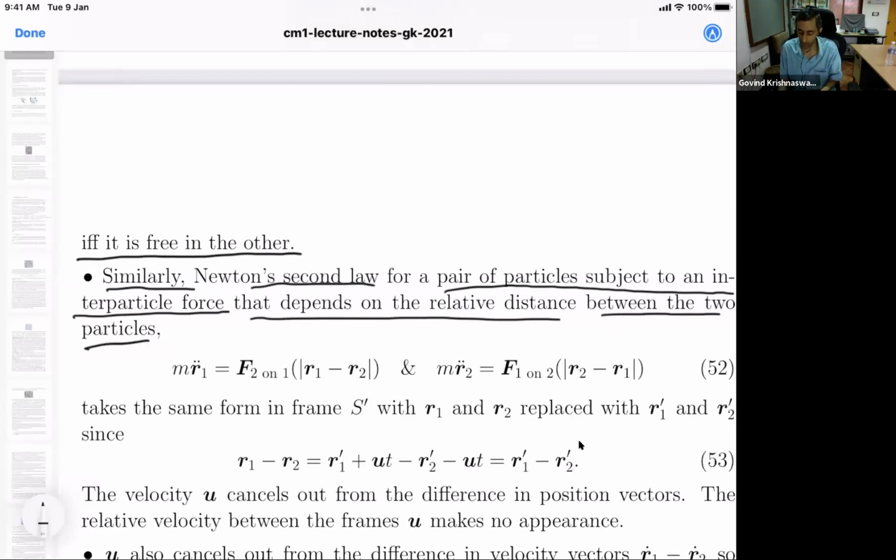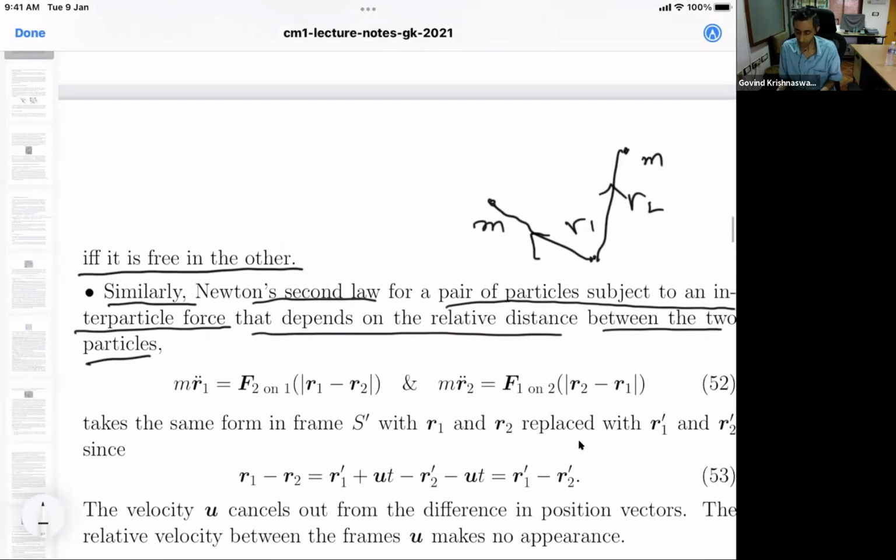We have two particles, say, I mean, they could have different masses. I've just taken them to be equally massive. And we have some origin, and this is R1, and that is R2. You observe them from two different frames, the unprimed and the primed frame. Now, the distance between the two particles is given by the magnitude of the vector R1 minus R2.